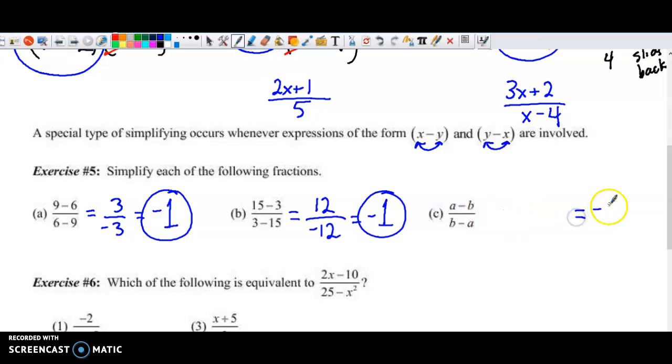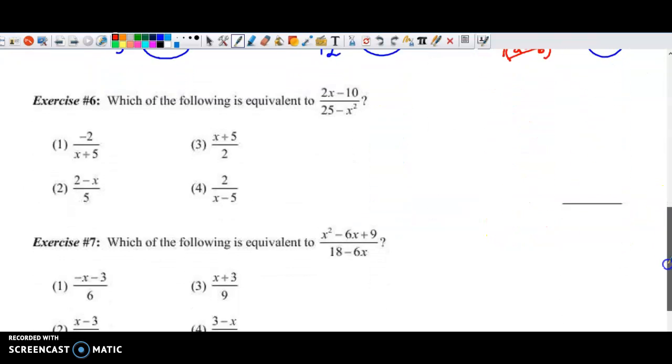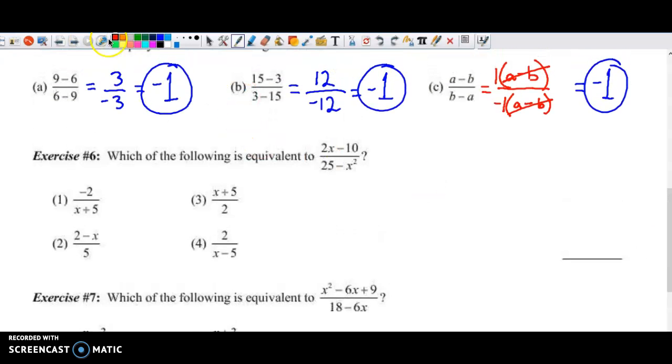12 over negative 12, yeah, that's going to be negative 1. Do you think it'll always work? Yes, it does. Now let me just give you one extra step for anybody that's interested. The reason why it always works is because what you could actually do, I'm going to leave the top alone, is you could factor out a negative on the bottom, and when you factor out a negative, A becomes positive, and B becomes the negative, and you have the identical thing on top and bottom. Just 1 divided by -1 is -1.